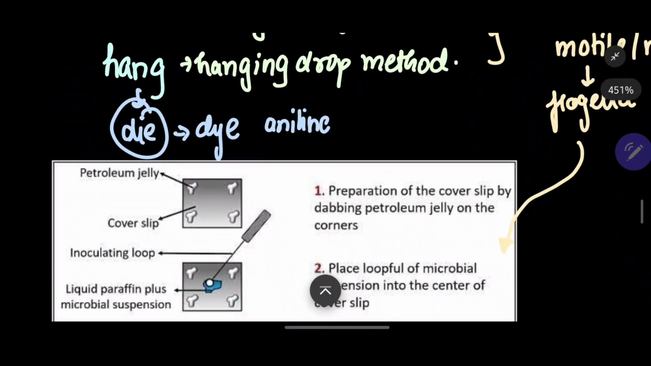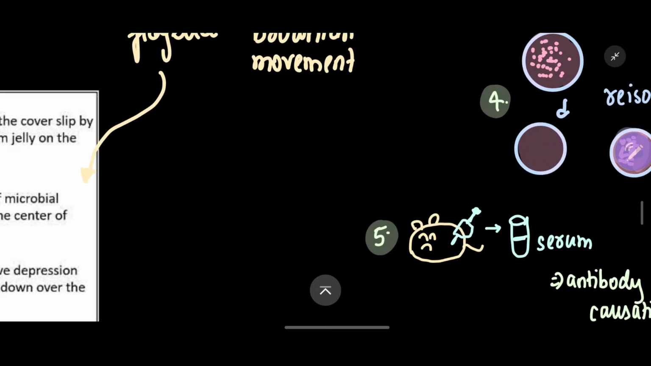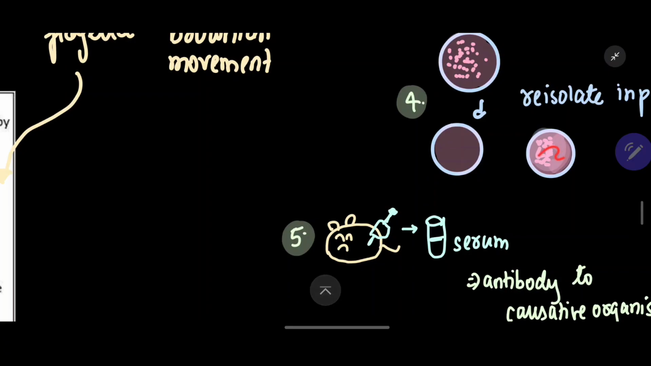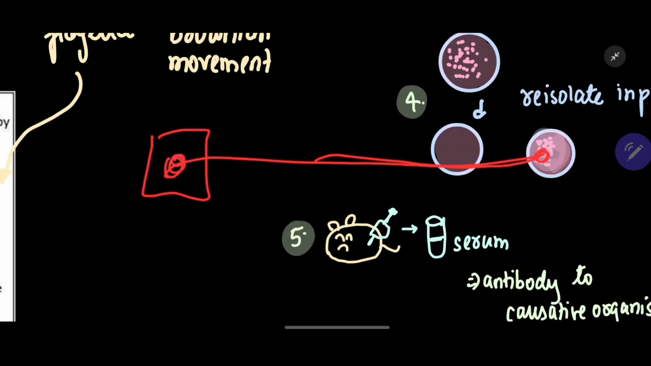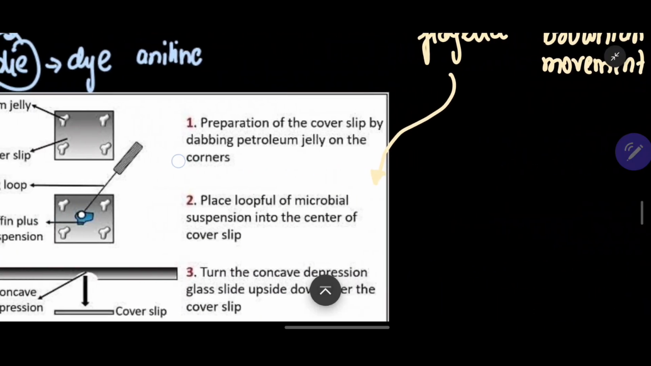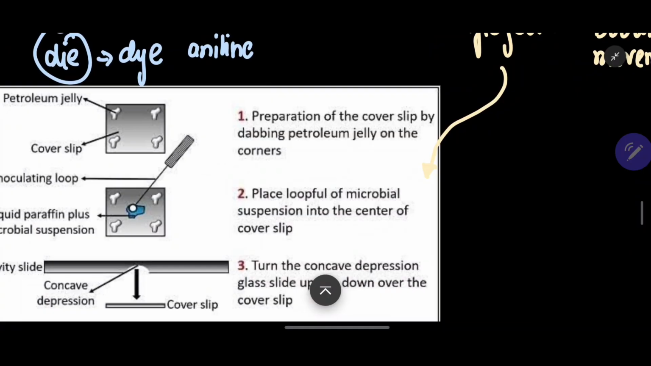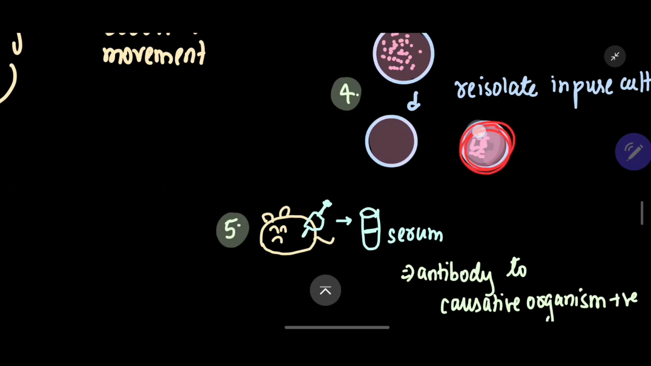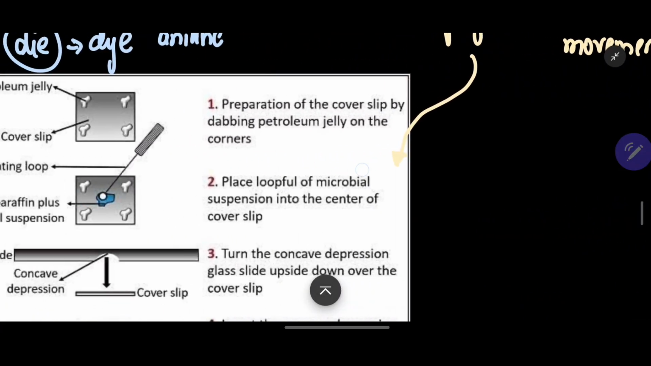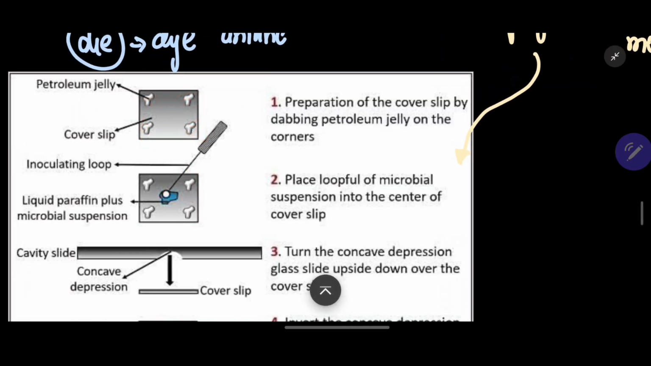So what they do is they take a cover slip, and from this type of culture they'll take a small part and put it on the cover slip, and then they'll put some petroleum jelly here. They'll take a loop, like this, and you can imagine this is an agar plate, and they scrape something off with the loop. Then they take this small cover slip, put some petroleum jelly on the sides of it, and place this small microbial suspension into the center of the slip.